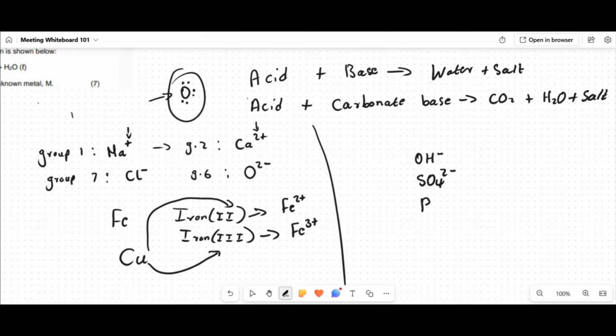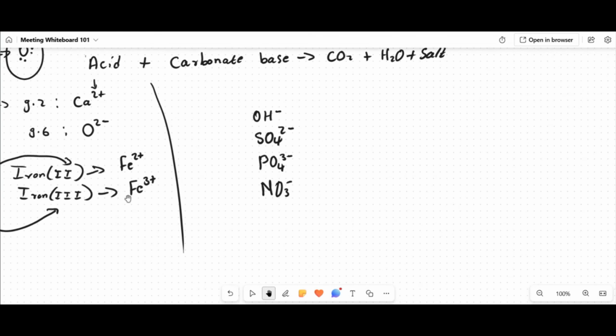So for this one, you have PO4 3 minus. Yes. This is the other one that I know. PO4 3 minus. And then you also have things like NO3 minus, right? These ones you need to know them by heart. Right. But okay, let's use them in building a compound so that you will see how you do it.